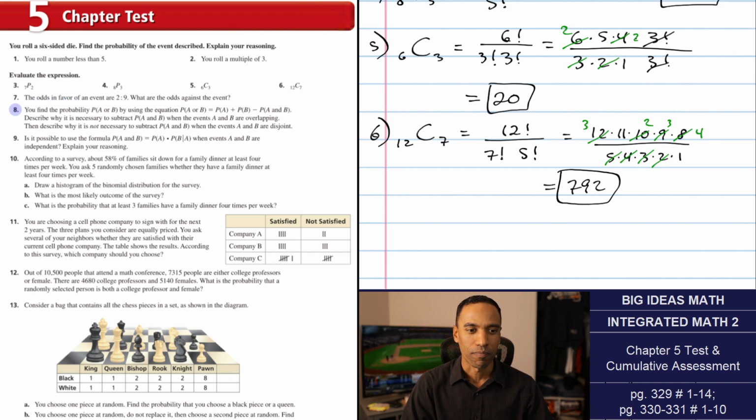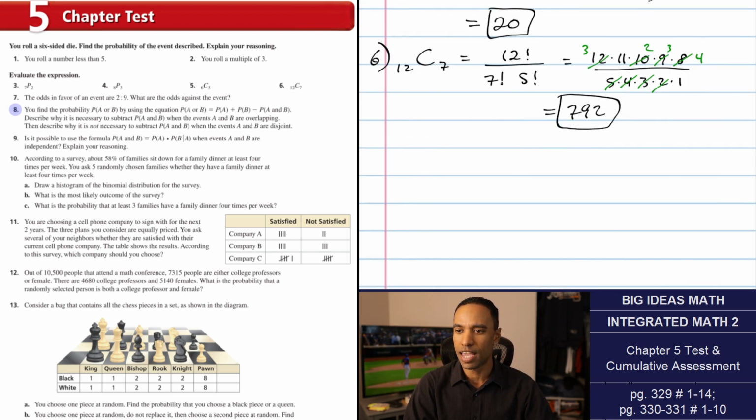All right, number 8. You find the probability, A or B, by using the equation P(A or B) is P(A) plus P(B) minus P(A and B). Describe why it's necessary to subtract P(A and B) when the events are overlapping, then describe why it's not necessary when they're disjoint. Yeah, so the whole idea of the A and B is, I mean, they kind of answer it in and of itself.